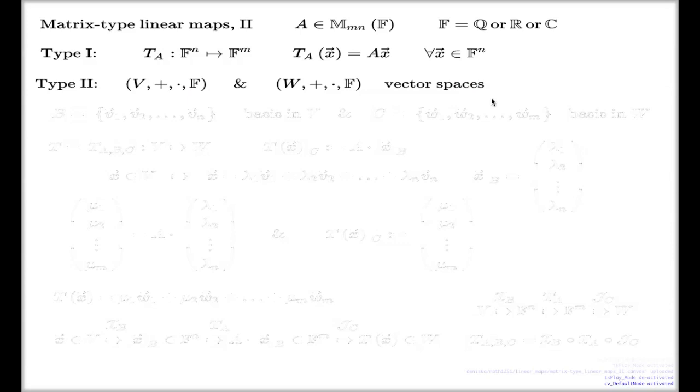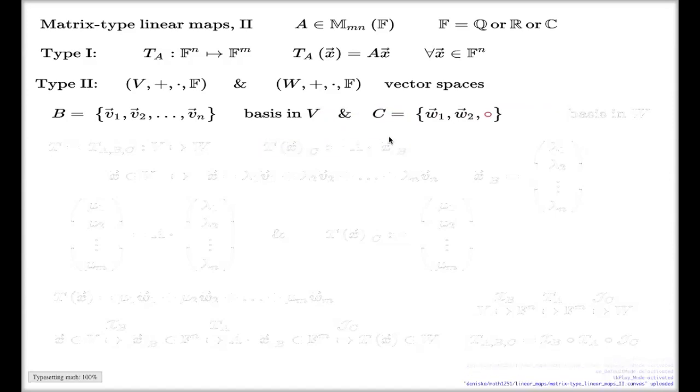Now, within these two vector spaces, I will need two bases. Here they are. One of them will be basis B with the vectors v1, v2, and vn. That will be basis in V. And the second one, I will call it w1, w2, wm, that will be basis in W. So here's my setting. It's a complete setting.